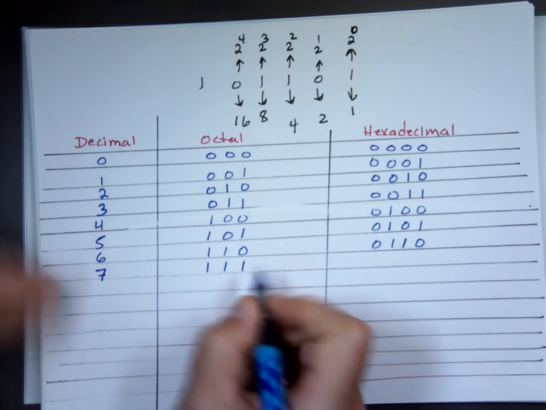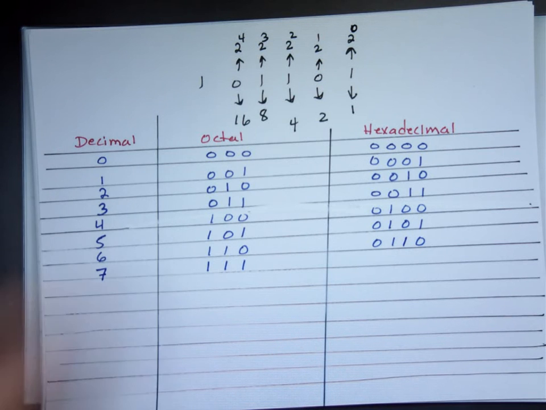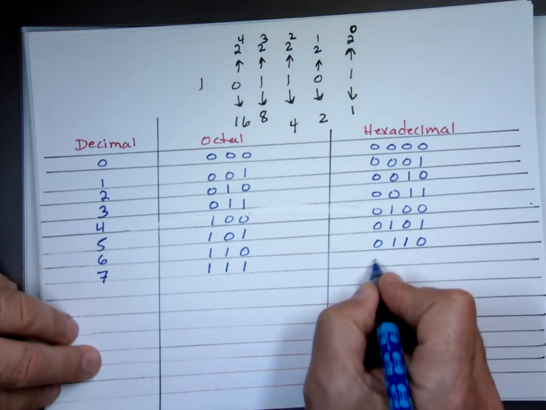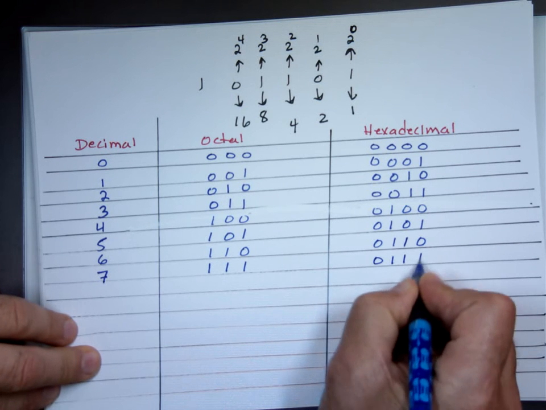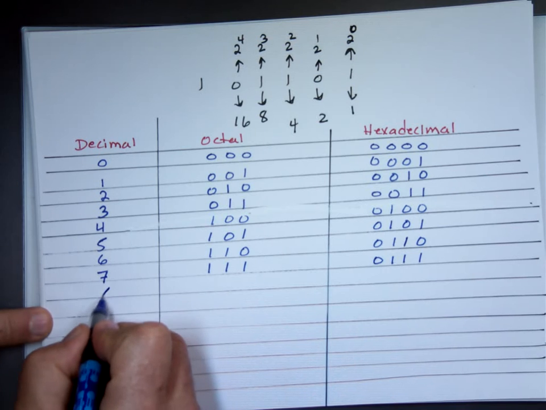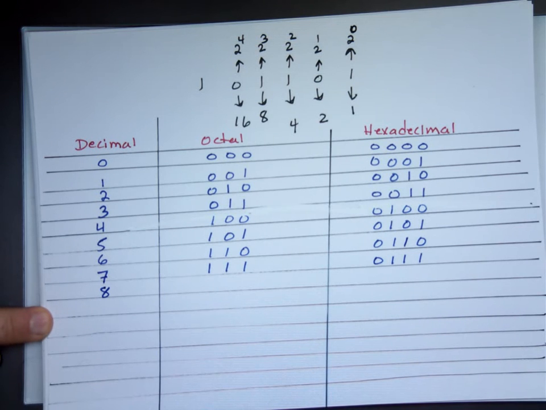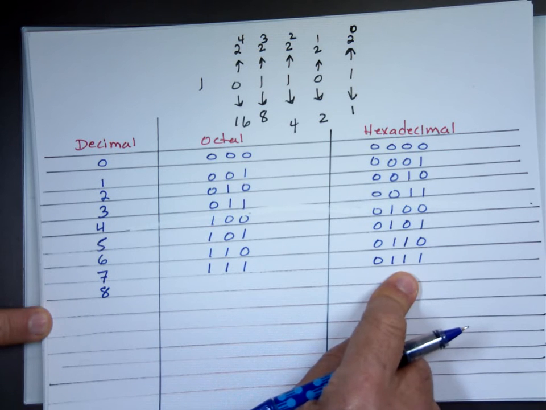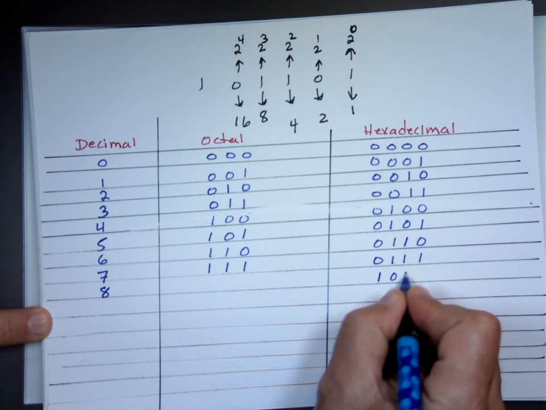The biggest digit in octal is 7. So I'm done with it. That's why I only use 3 digits. What happens if you have an 8? Well, you can't have an 8 in octal. But you can have an 8 here. An 8 is going to be 1, 0, 0, 0.